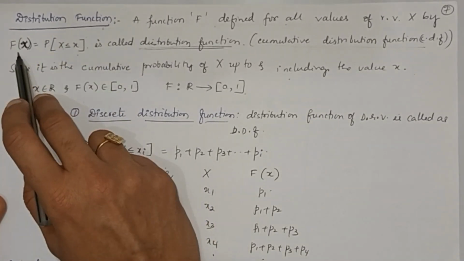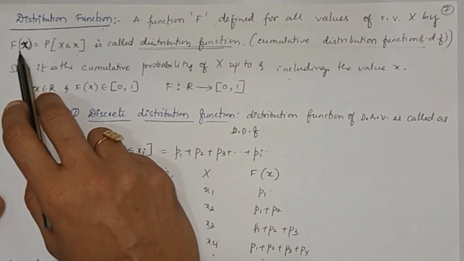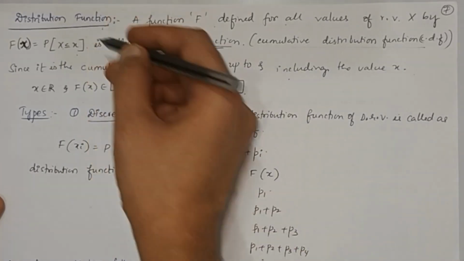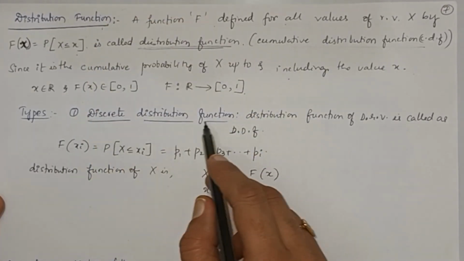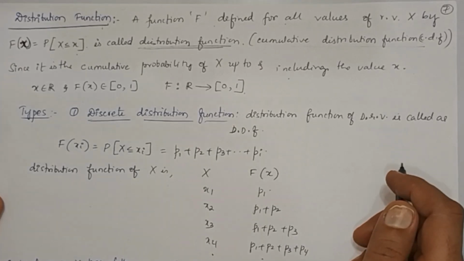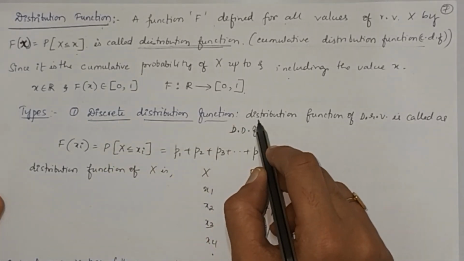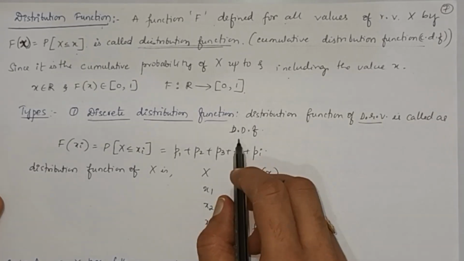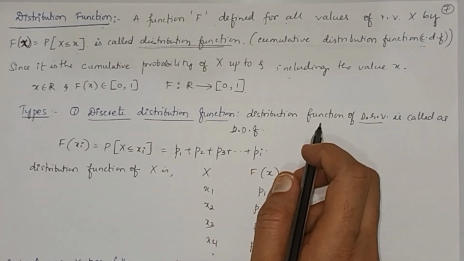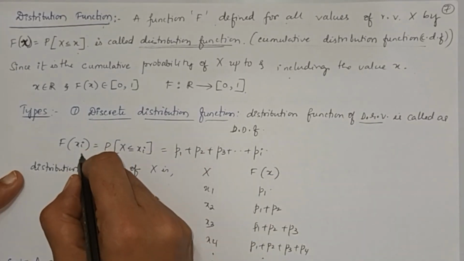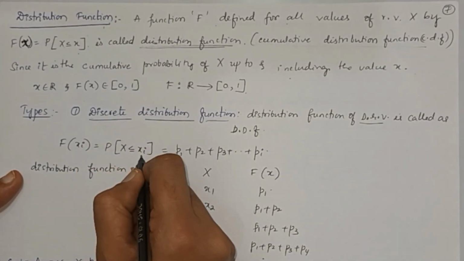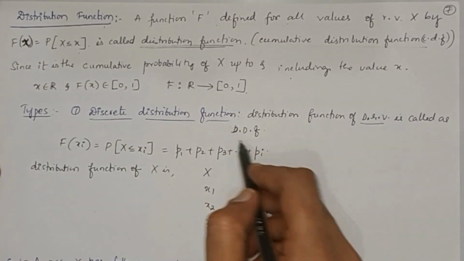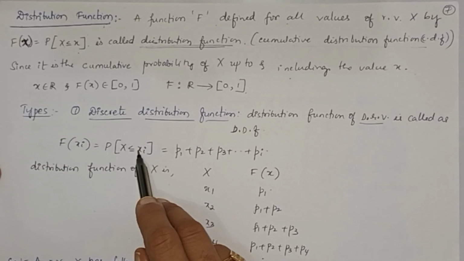So the distribution function is represented using capital F of x, and probability mass function and density functions by small letter f of x. There are two types of distribution functions: discrete distribution function and continuous distribution function. Discrete distribution function means the distribution function of a discrete random variable. It corresponds to a discrete random variable. See, F of xi is given by capital P of x less than or equal to xi, which is the sum of all probabilities up to xi, including the value of the probability at x equal to xi.